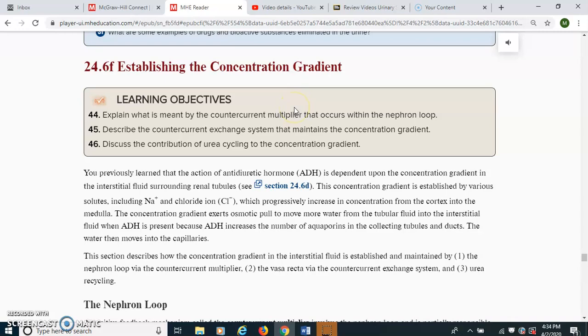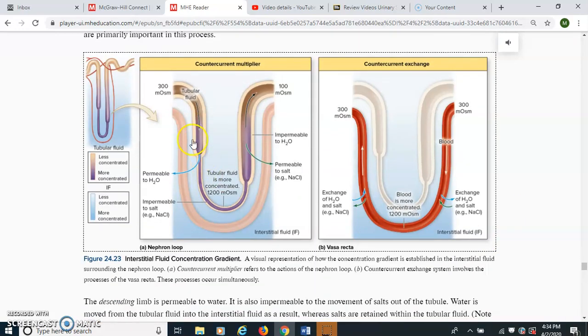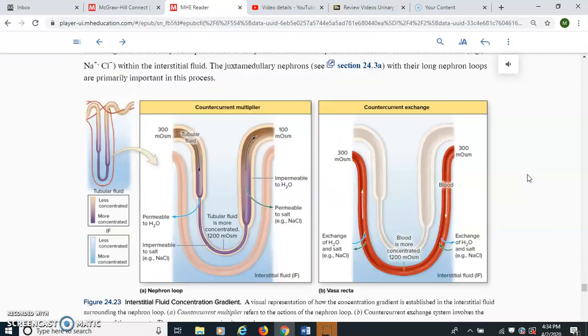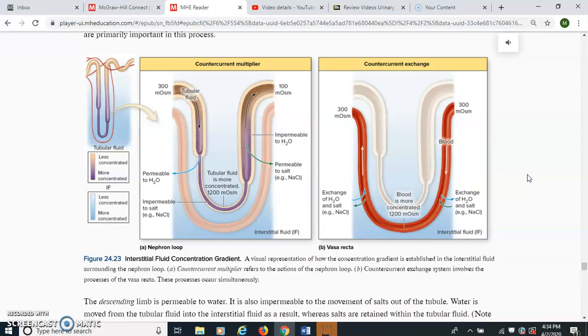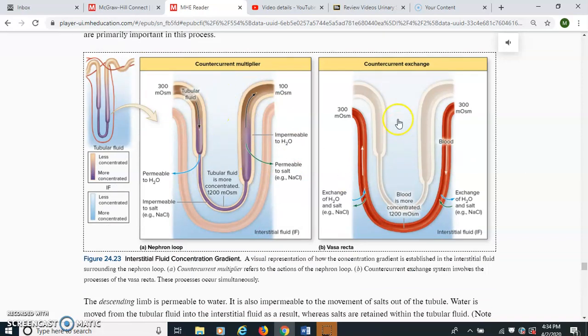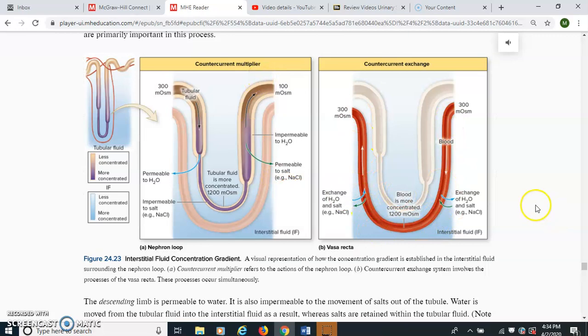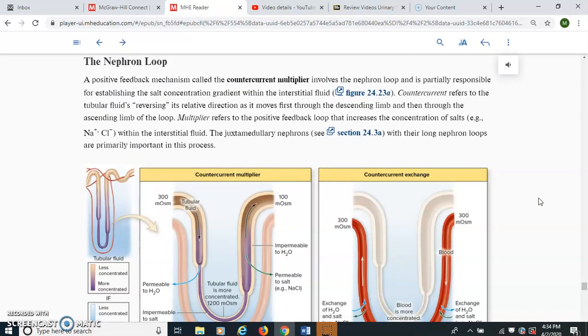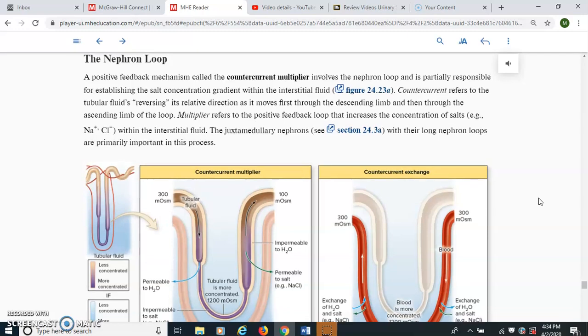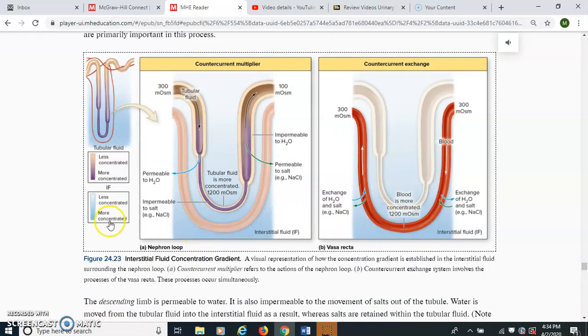So I don't want you to know the details, like what's going on and why, and which way the water and solutes are going. I just want you to realize that the loop of Henle is actually where the countercurrent multiplier is happening, and then the vasa recta. Just know that these two processes are there to establish a concentration gradient.